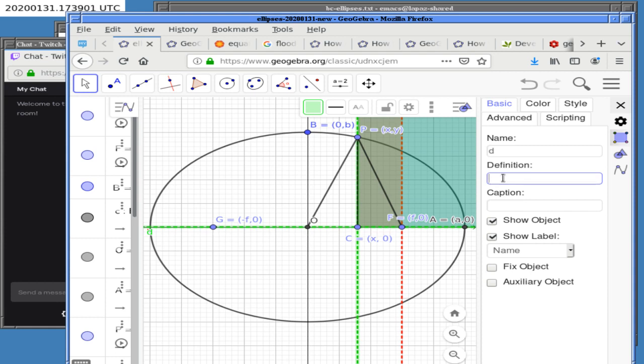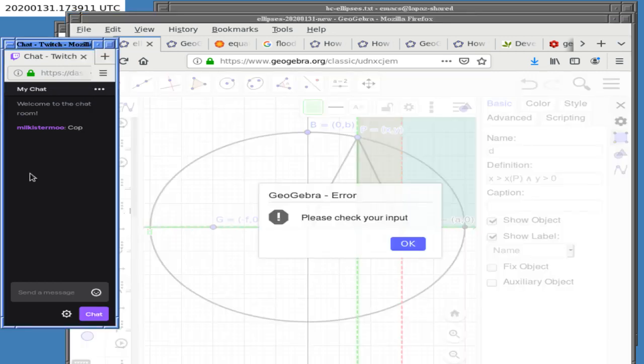And so that area is going to be important because it's going to be the area swept out by the center, not the area swept out by the focus.